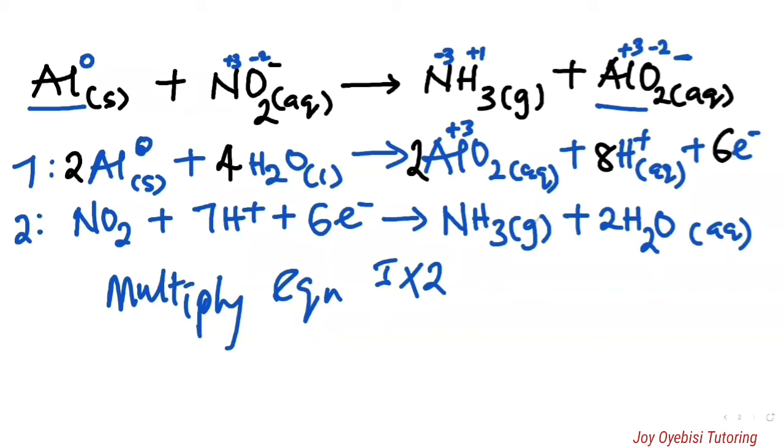Cool. Now we are done. We're going to go ahead and cancel out the electrons. Hydrogen here is 7. Cancels this, you have 1 left. And then water molecule, you have 2 of them. Cancel this, you have 2 left.